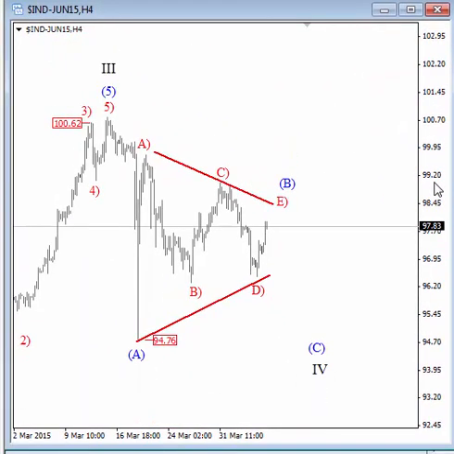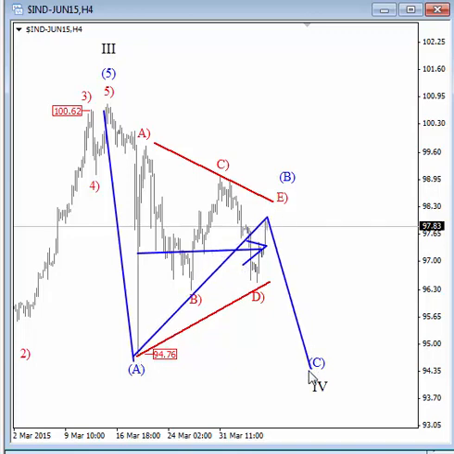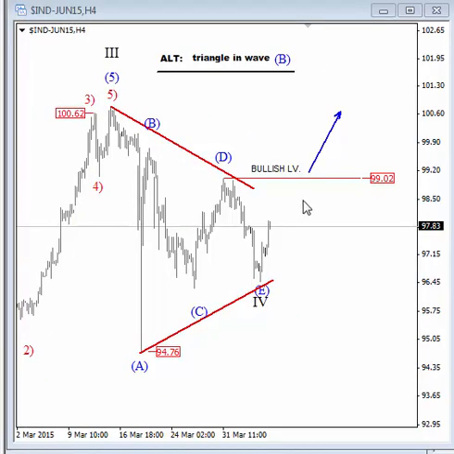So the second count is a triangle in a wave B. I labeled here a sharp decline for a wave A, and then we got a sideways move for wave B, probably a triangle, then we could see a move down into wave C of wave 4. Notice that here the most important level will be this wave C, because below this level the triangle count for a wave B remains valid. But if we see a spike above this level, then this would be invalidated, and in that case I would stay focused on this wave count, which means more gains ahead.